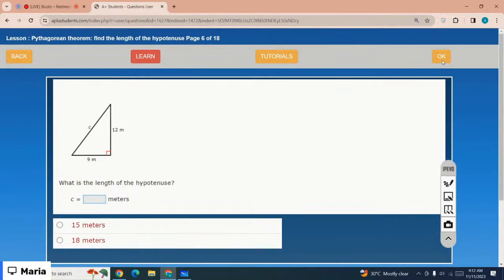Okay, again, what is the length of the hypotenuse? So which is the correct option? Just square both sides and add them, right? 12 square is 144, 9 square is 81. So 144 plus 81 is 225. And the square root of 225 equals 15 meters, right? So the correct option is 15. Got it? The correct option is 15 meters.